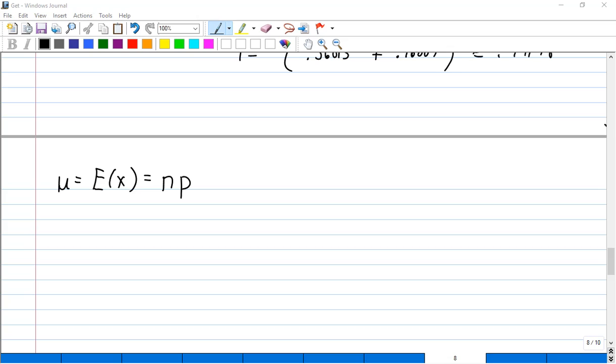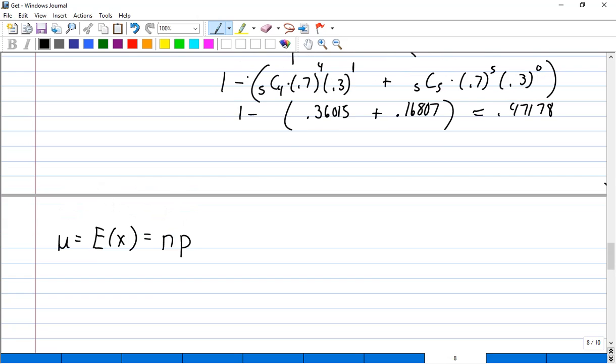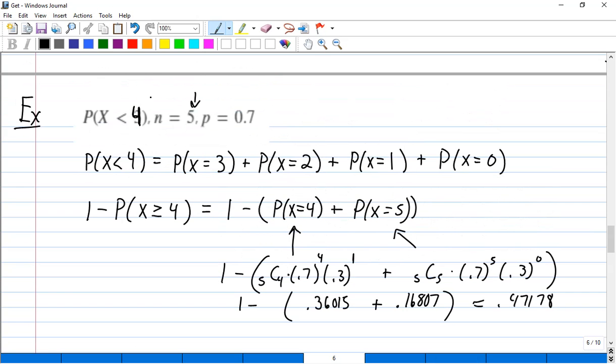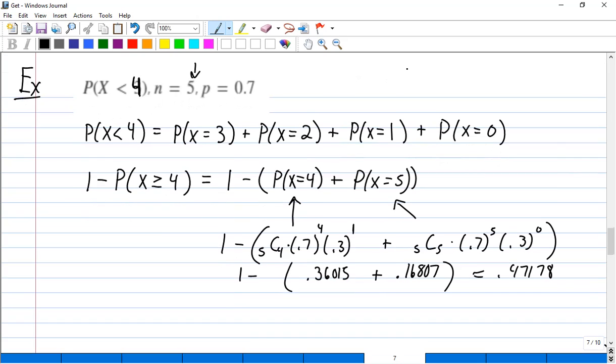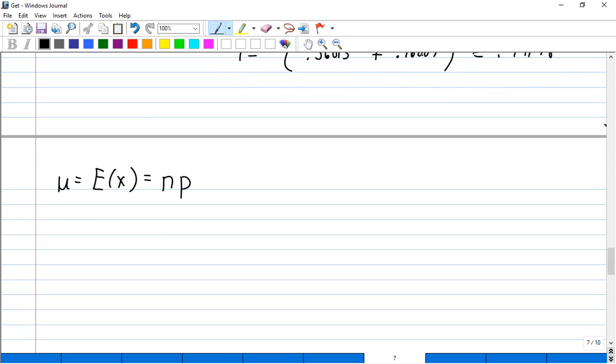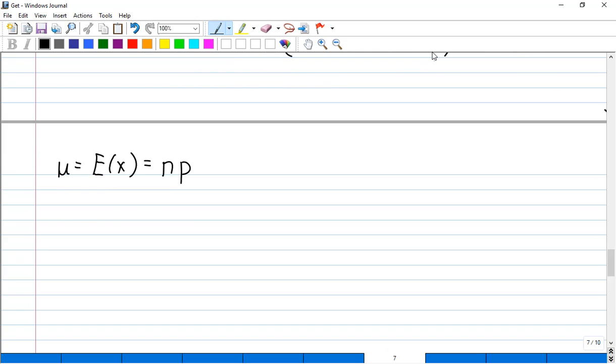So on any of those problems, if I wanted to know the mean on this previous problem, I would say n, that's 5, times p, 0.7. 5 times 0.7 is 3.5. That's the answer.